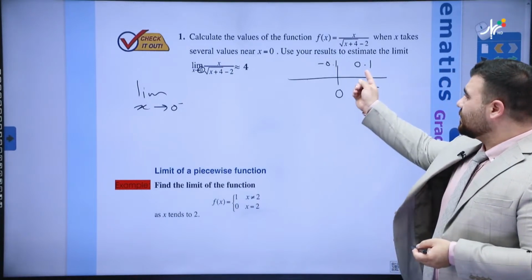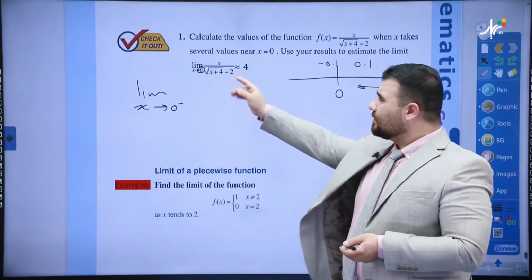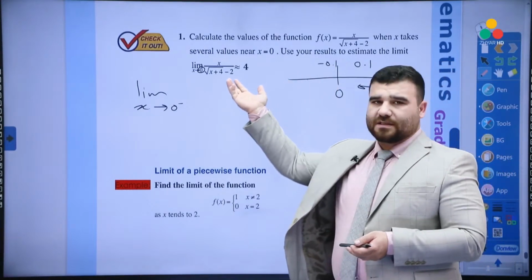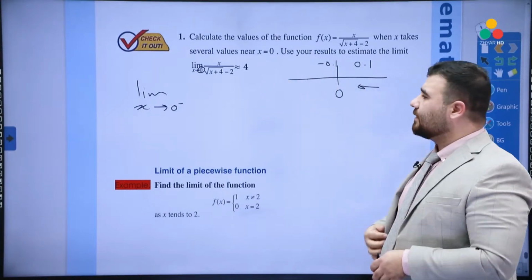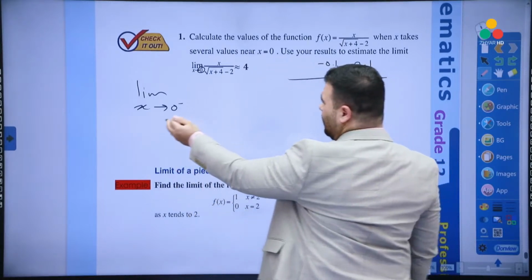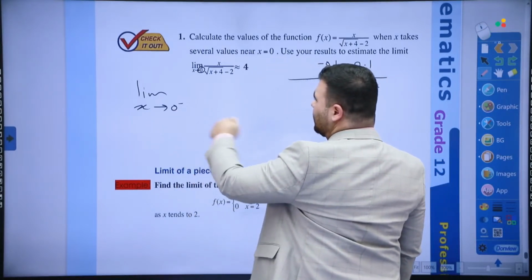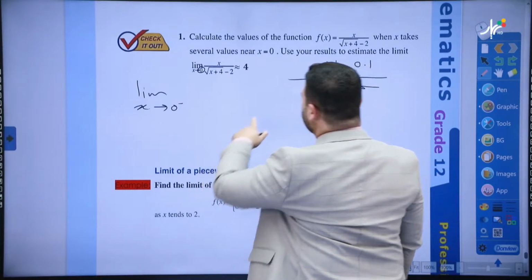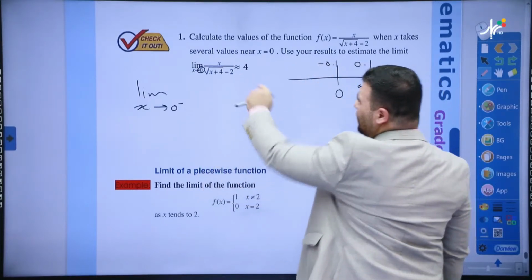Now I'm going to substitute 0.1 here. See the result. Substitute negative 0.1 here. See the result as well. Then we can decide what the answer equals. Here, if we approach the limit as x approaches 0 from the left side, I'm going to substitute negative 0.1 here.